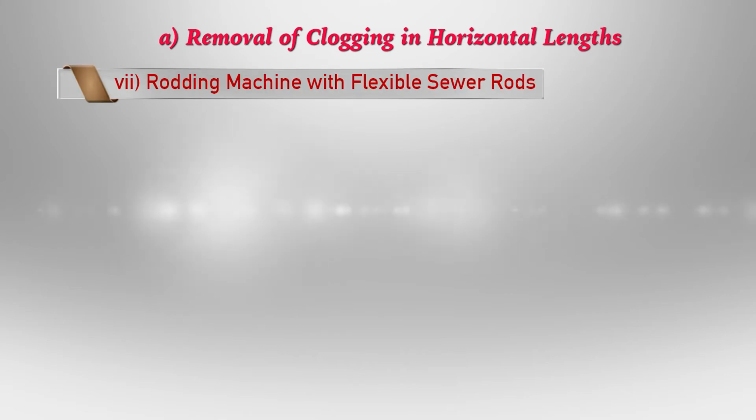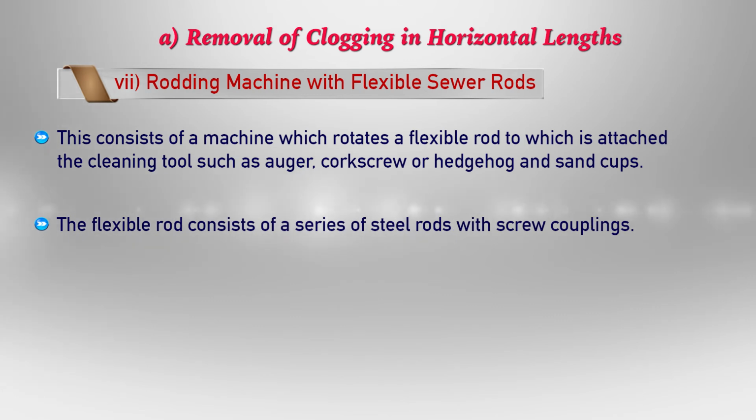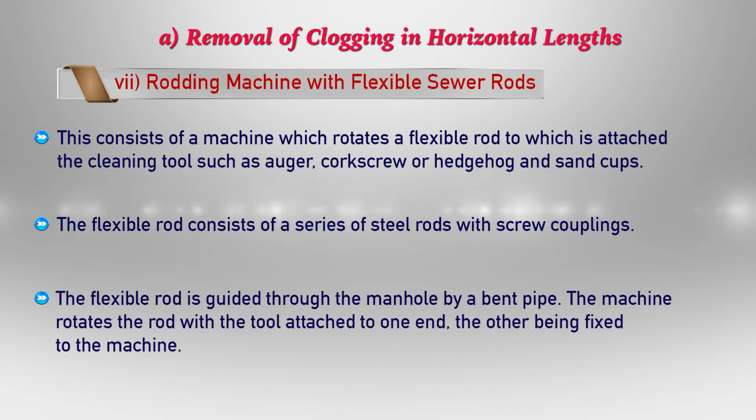Now, we move to another device, that is rodding machine with flexible sewer rods. This consists of a machine which rotates a flexible rod to which are attached the cleaning tools such as auger, corkscrew or hedgehog and sand cups. The flexible rod consists of a series of steel rods with screw couplings. The flexible rod is guided through the manhole by a bent pipe.